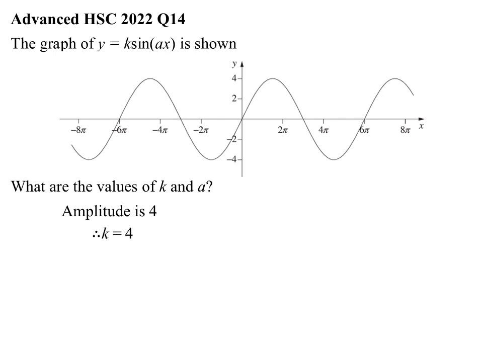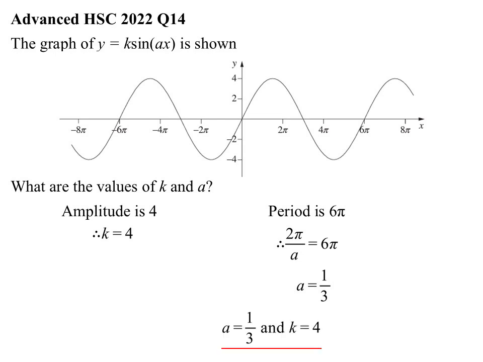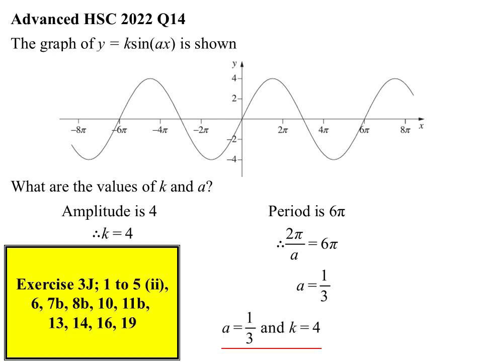a, we have to be careful with. So a, what can I tell here? Well, I know the period is 6 pi. And remember, period would be 2 pi over the coefficient of x. So 2 pi over a would be 6 pi. Alright, now I can work out a quite quickly. a would be just 1/3 for this curve. There's my final answer. Okay, so 3J is transforming our trig curves.